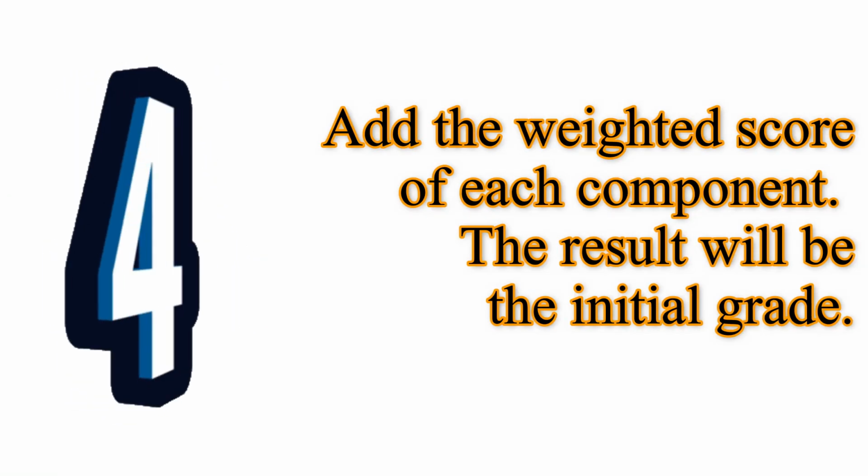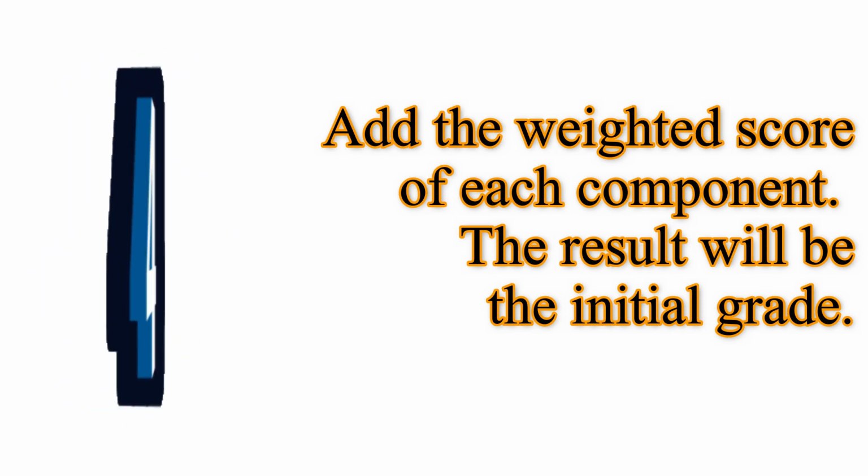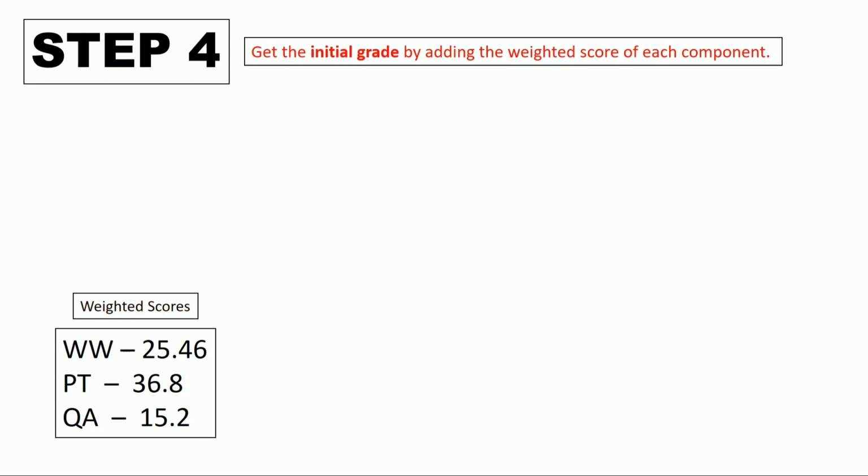Step 4. Add the weighted score of each component. Then, the result will be the initial grade. Since we already have the weighted score of each component, we can now proceed to step 4, which is getting the initial grade by simply adding all the weighted score of each component.